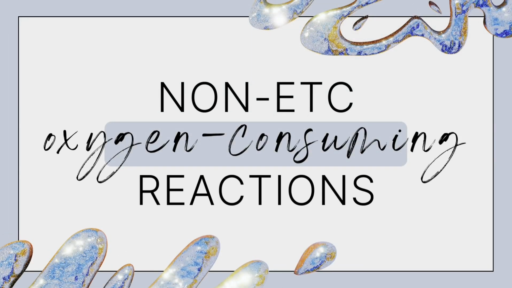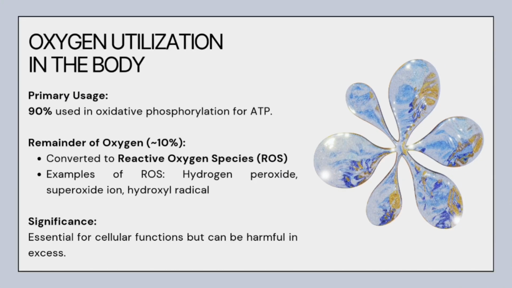Good morning, everyone. Today we will explore a fascinating topic in biochemistry: non-electron transport chain oxygen-consuming reactions. While the electron transport chain in mitochondria is often at the forefront when we discuss oxygen utilization in cells, it is not the sole pathway where oxygen plays a crucial role. Cells engage in several alternative pathways to consume oxygen, with diverse purposes ranging from detoxification and biosynthesis to signaling and defense. Understanding these reactions not only deepens our appreciation of cellular complexity, but also sheds light on their implications in health, disease, and biotechnological applications.